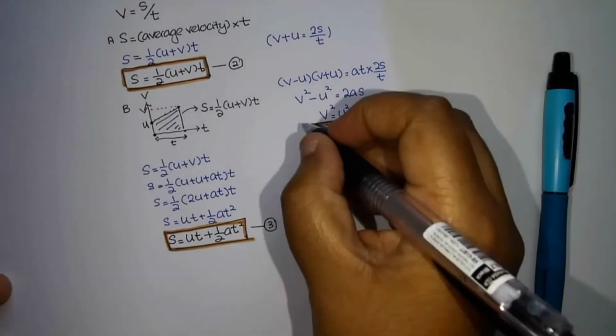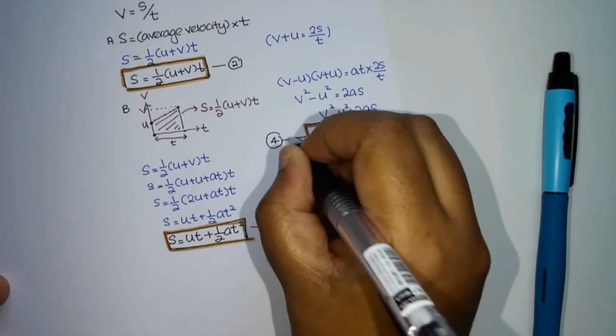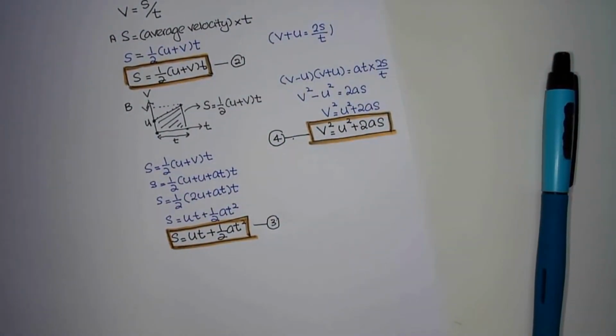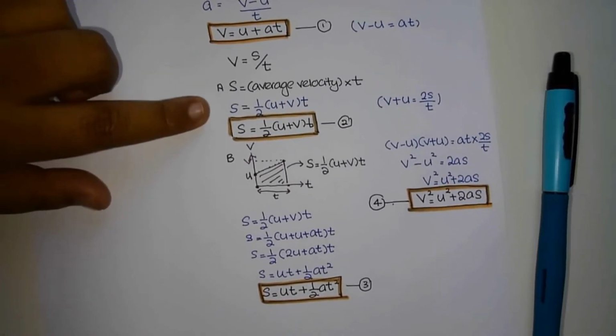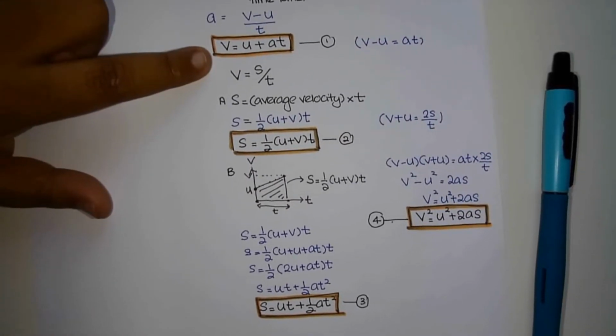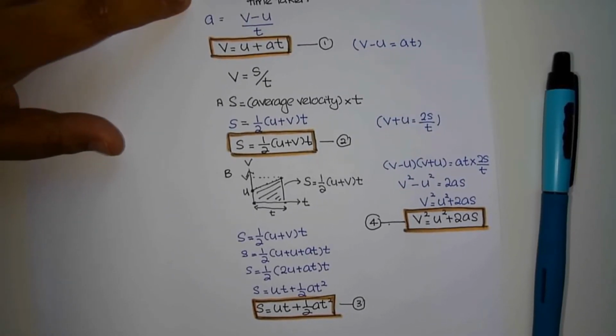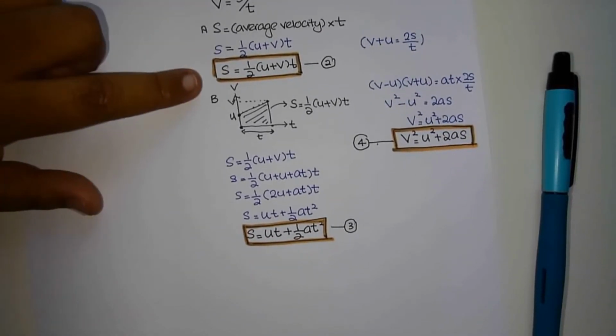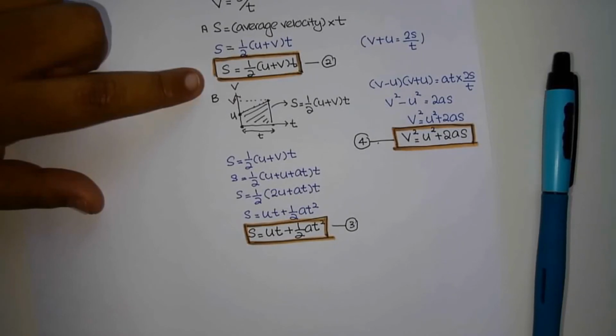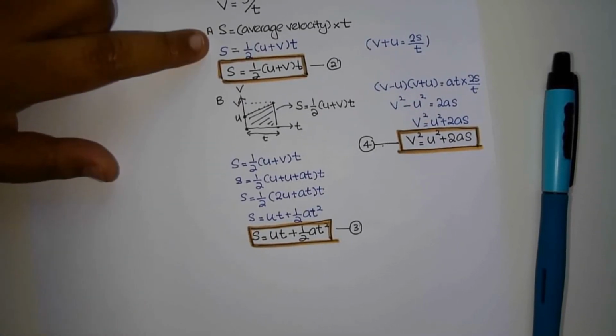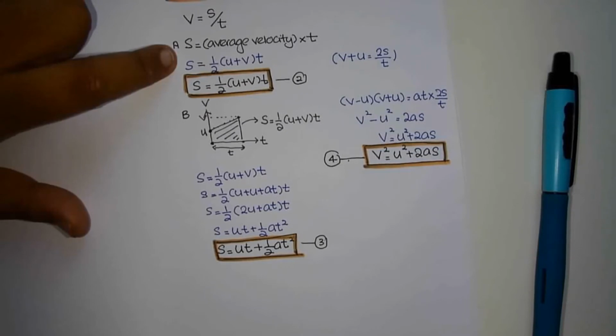Formula number 4. Okay, so you have all these formulas together. Formula 1 for linear motion under constant acceleration is taken from the definition of acceleration. Formula number 2 can be taken from the graphical method or from the formula S equals average velocity times t.